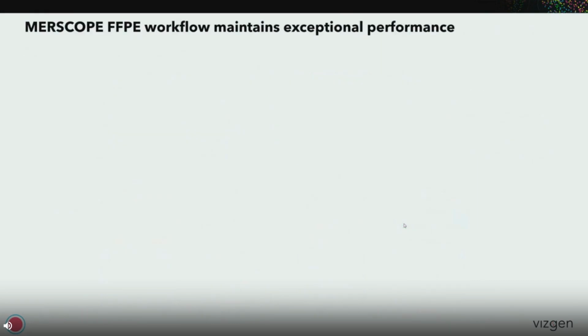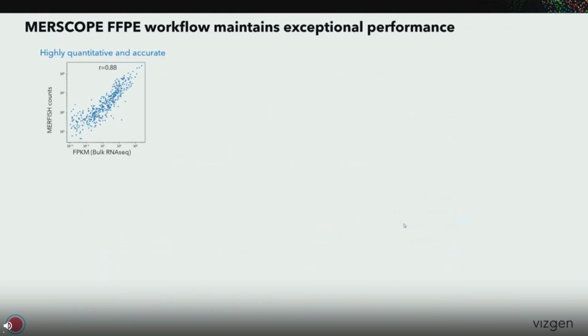Next, to more systematically characterize the performance of the MERSCOPE FFPE workflow, we performed a couple of benchmarkings. We benchmarked the data acquired in FFPE against bulk RNA-seq and MERFISH data acquired by the fresh frozen workflow. As shown by this correlation plot with bulk RNA-seq, the MERSCOPE FFPE workflow is highly quantitative, with a correlation coefficient of 0.88. You can see that it also maintains the linear correlation over a very large dynamic range of expression, more than 4 orders of magnitude, similar to the range that I discussed a few slides ago.